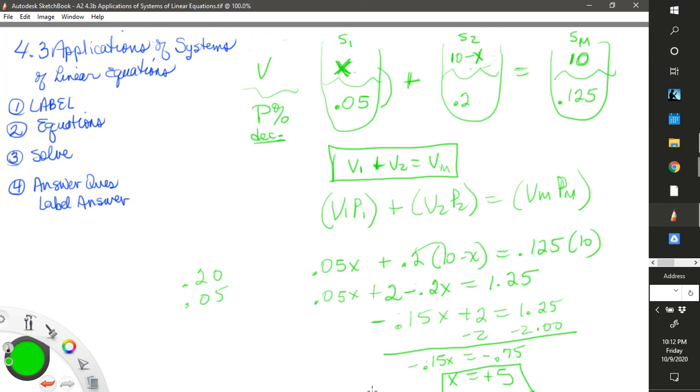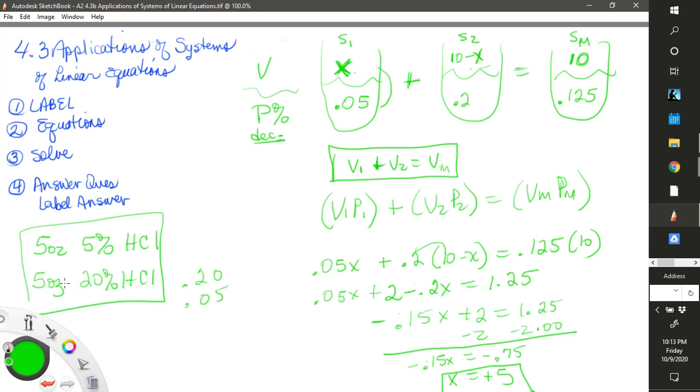Okay, so what is the question? Let's go back to the question. How many ounces of each? So I need, that would be a positive 5. I need 5 ounces of 5% hydrochloric acid, and I need, and it's going to be 5 ounces, 10 minus 5 ounces of a 20% HCl. And there you have it. Box my answer. That's example 3.